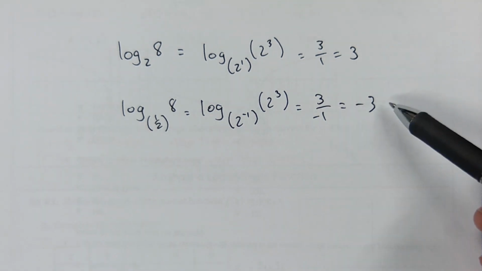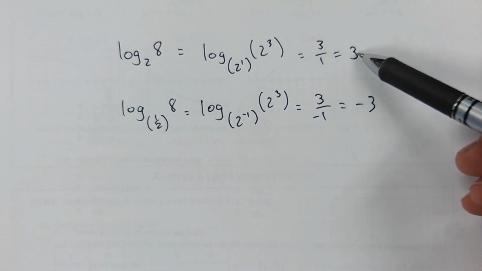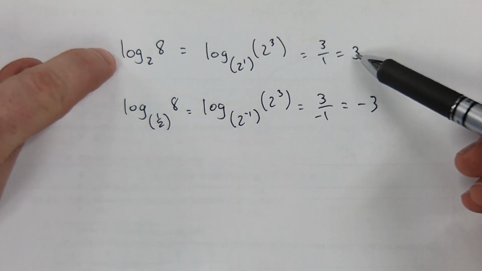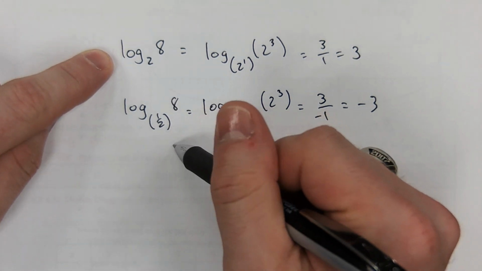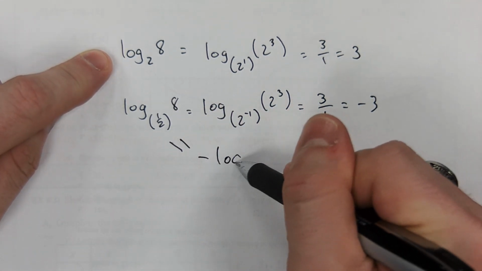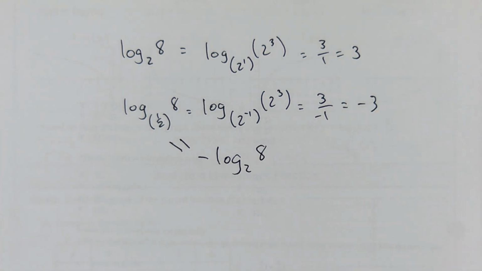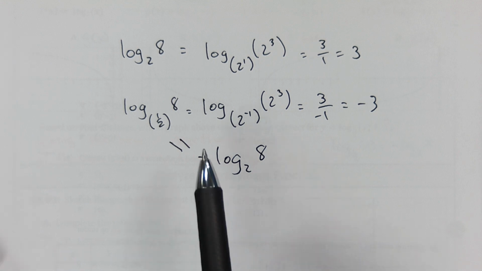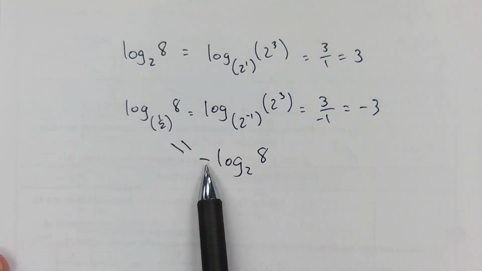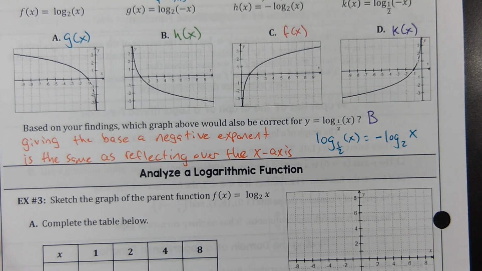But negative 3 is what you would have gotten if you had just multiplied this by negative 1. And if you multiply the right side of the equation by negative 1, you multiply the left side of the equation by negative 1. So this thing also equals negative log base 2 of 8. So hopefully it's clear why that's working. Making the base of the logarithm have a negative exponent is the same as if you had just multiplied by negative 1 on the front. Okay, cool.